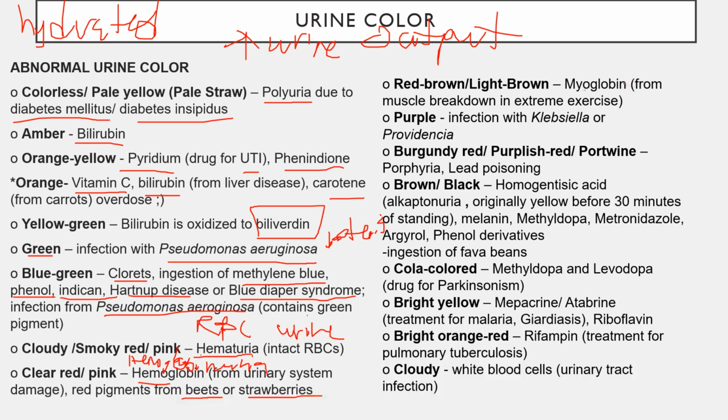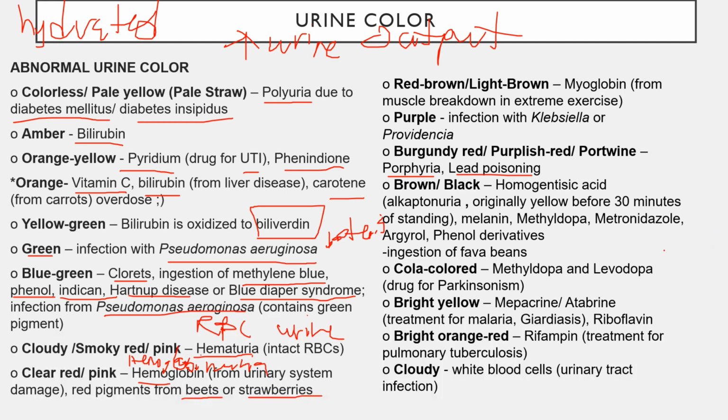Then we have your purple urine. This is caused by infection with Klebsiella or Providencia. Then we have your burgundy red or purplish red or port wine, seen in cases of porphyria and lead poisoning. Then we have your brown or black urine, class. This is caused by homogentisic acid seen in alkaptonuria, originally yellow before 30 minutes of standing.